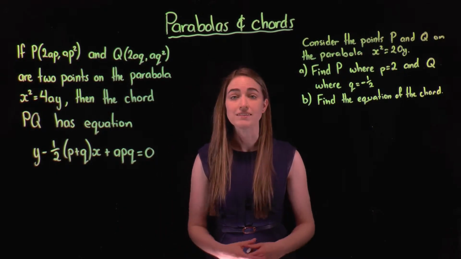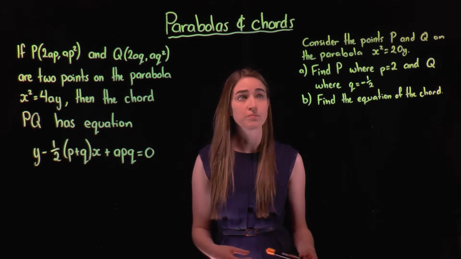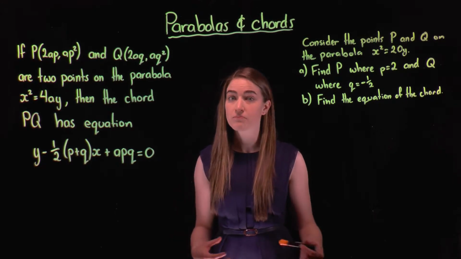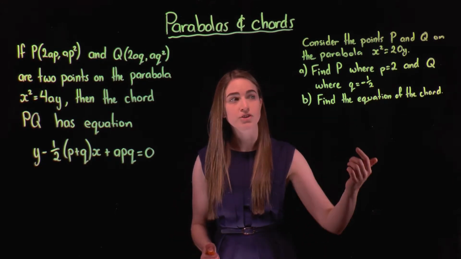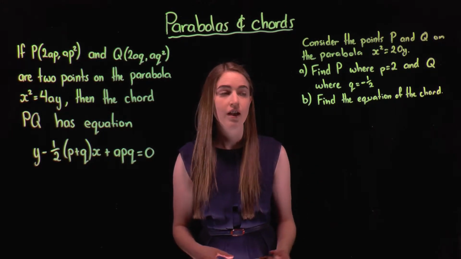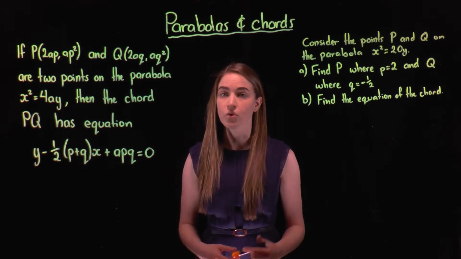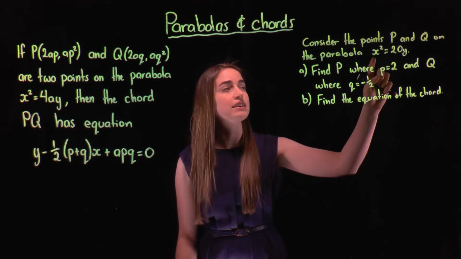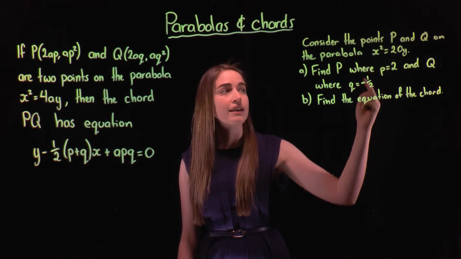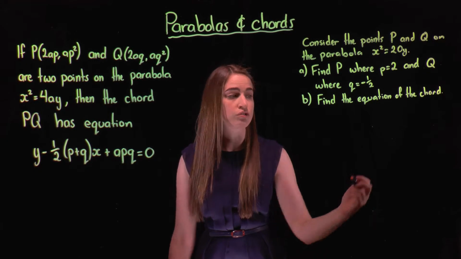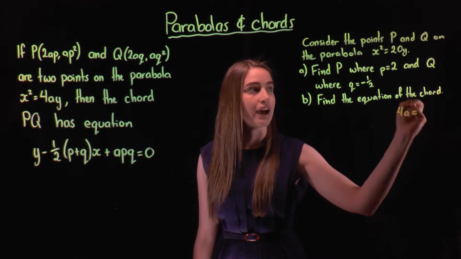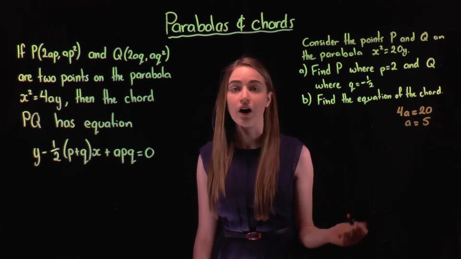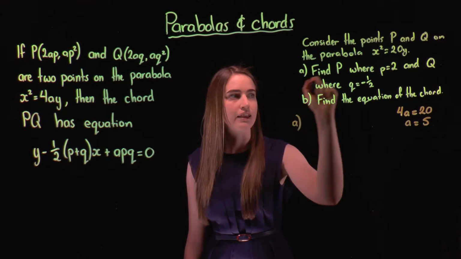All right, so let's have a look at an example. Our example asks us to consider the points P and Q on the parabola x squared equals 20y. We're asked to find the coordinates of P and Q, where lowercase p is 2 and lowercase q is minus a half. And then we're also asked to find the equation of the chord. For that one, we're going to use this equation here. So the first thing we need to recognise is the form of this equation, that if we've got x squared equals 20y, we can find our focal length. So we know that 4a, that coefficient of y, has to be equal to 20, which means that our a is equal to 5. So this is solving part A of this question.